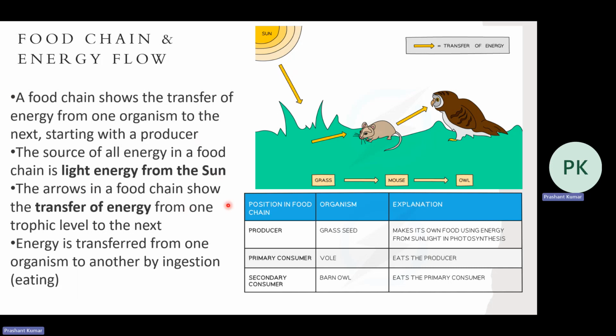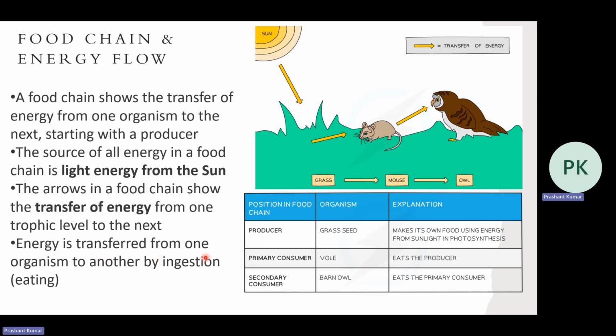The arrow of the food chain shows the transfer of energy from one trophic level to another. There are three trophic levels here. First is primary, which we also call producers. Second are primary consumers. Primary consumers are always called herbivores because they are eating plants. And the third is carnivores, also called secondary consumers.